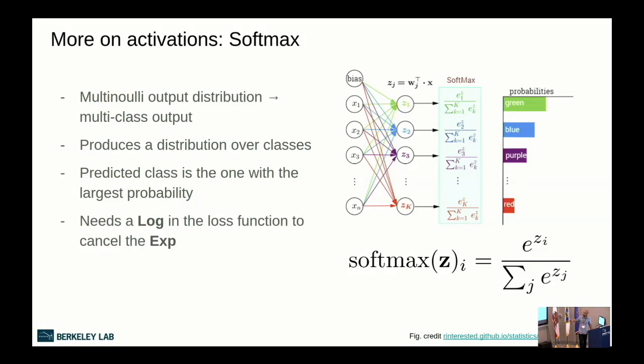Now, what if we have multiple categories, not just dogs and cats, but 10 different categories? What do we do? We again assume that the data has some distribution, and in this case we assume a multinoulli output distribution, which will be a multi-class output. In reality, with categories of animals, it's really either this animal or that animal. It's not probabilities over those. However, using this idea that we have a distribution over all possibilities makes it easier to optimize the neural network.